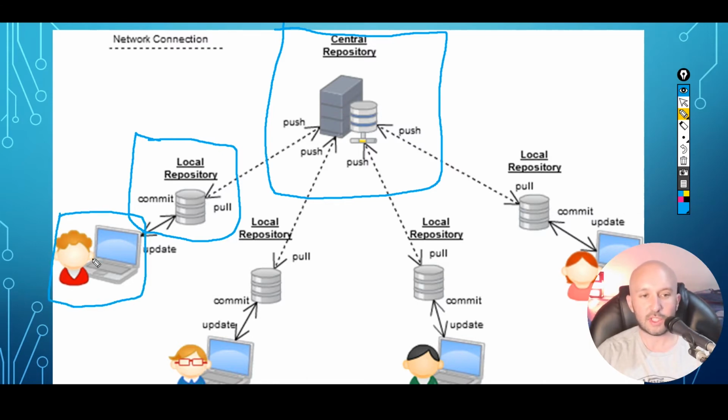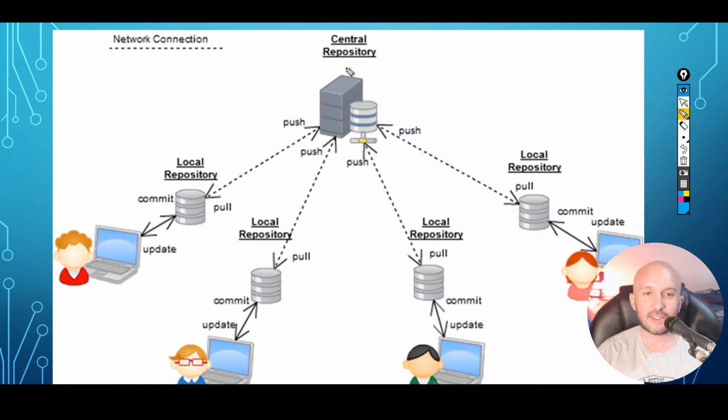So this is you, the developer, working in your code or your files like we did before, and then you will commit your changes to your local repository, and after that you will be able to push from your local repository to the central repository. When you want to get changes or get the latest version of a code base, you will have to do a pull from the central repository to your local repository. So this is very important.